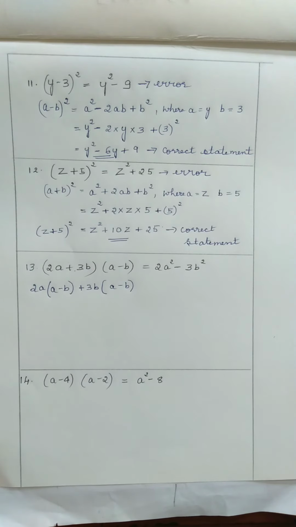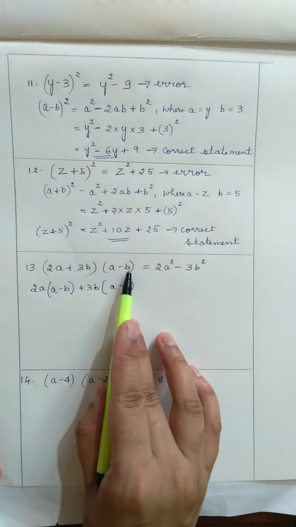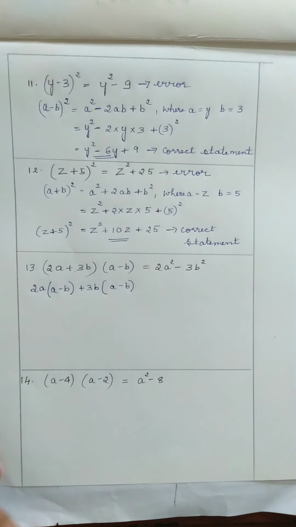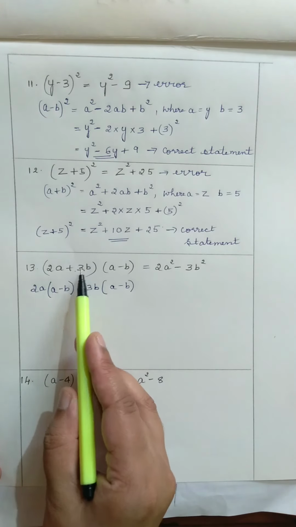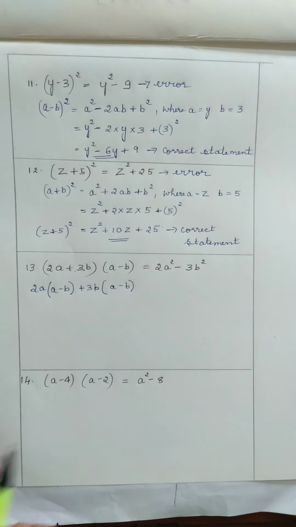Therefore, children, in the 13th problem, we are following the method in which we have two expressions, 2a plus 3b and a minus b. So, from the first expression, that is 2a plus 3b, take the first term, that is 2a, and multiply it to the complete second expression, that is a minus b. After that, take the second term from the first expression, that is 3b, along with its sign, which is positive, plus 3b, and multiply it to the second expression a minus b.